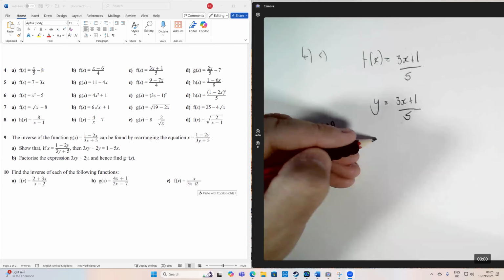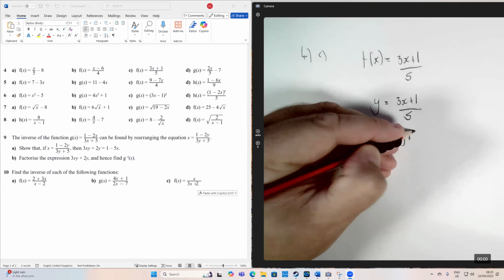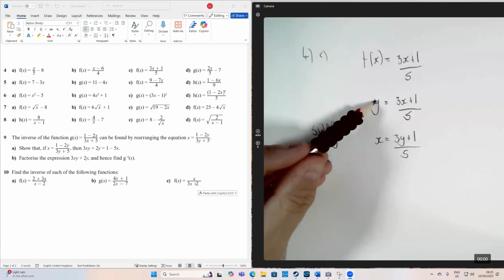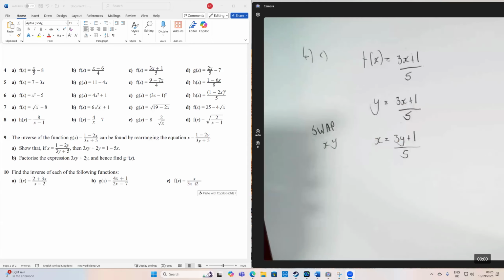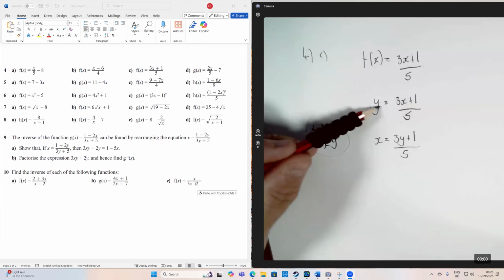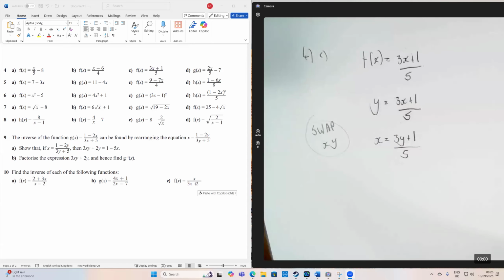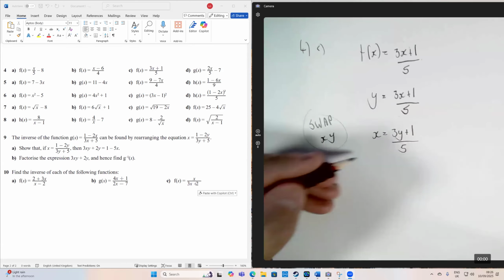So that means we're going to write down x is equal to 3y add 1 over 5. Notice I've replaced the y with x and I've replaced the x with y. That's what we mean when we say swap over the x and y. Wherever you see the letter y, change it into an x, and whenever you see the letter x, change it into a y. Now, all we do is rearrange to make y the subject in the normal way.